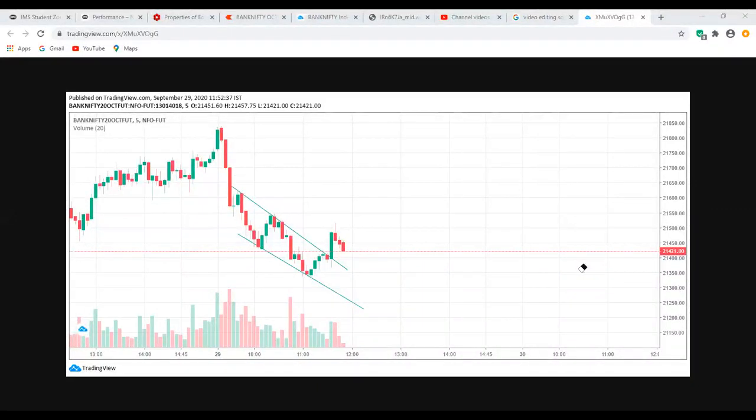There are some basic things that you have to know. The first thing is I do not use any kind of indicators to trade. All the trades that I take are purely based on price action.